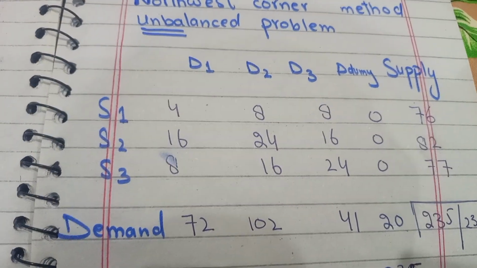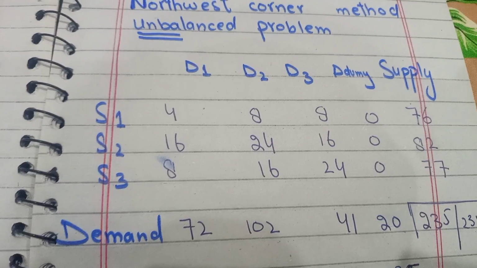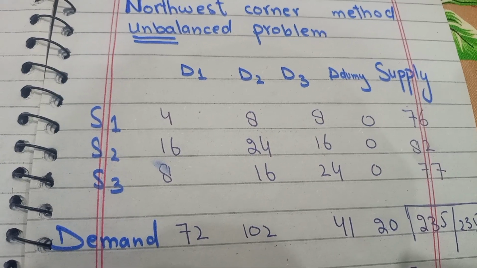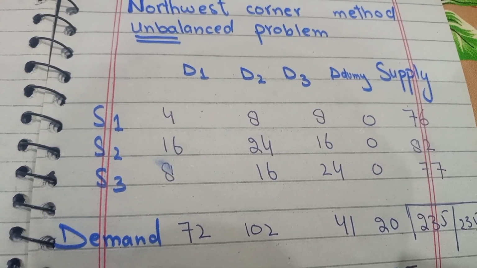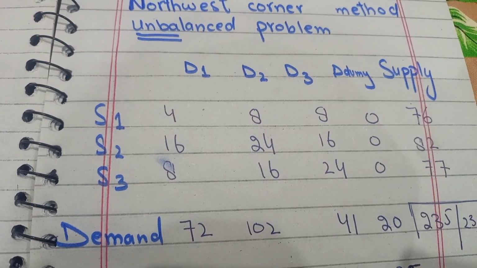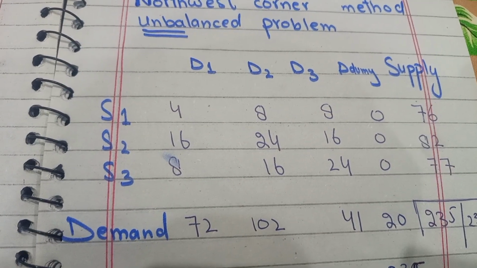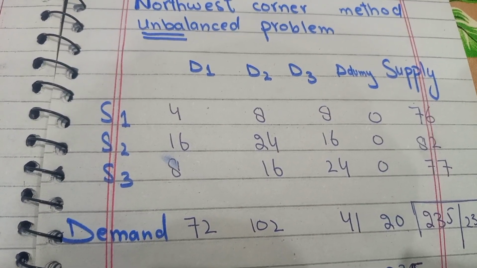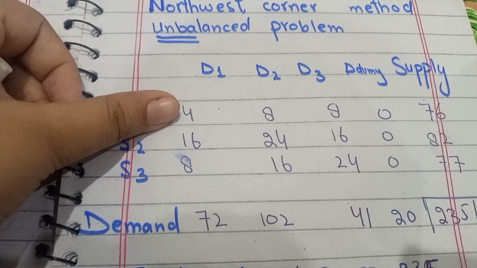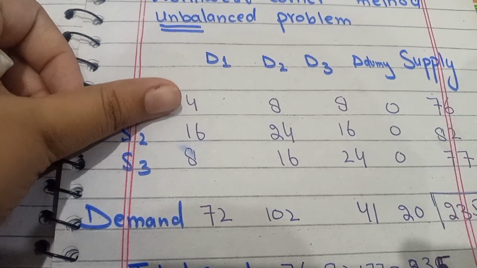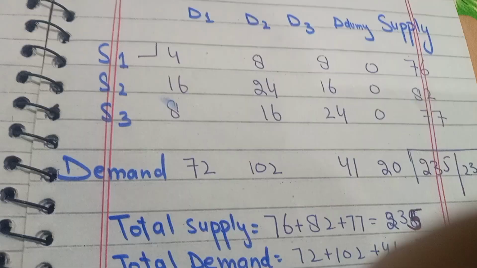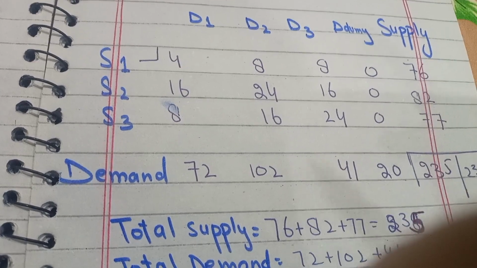In the northwest corner method, we look at the directions north and west. As the name shows, we choose the cell according to these directions. The cell which is most on the north side and most on the west side will be chosen. There are so many numbers. We have to choose the one that is in the west, the left column, and in the north, the first row. So we choose the number 4, this cell.